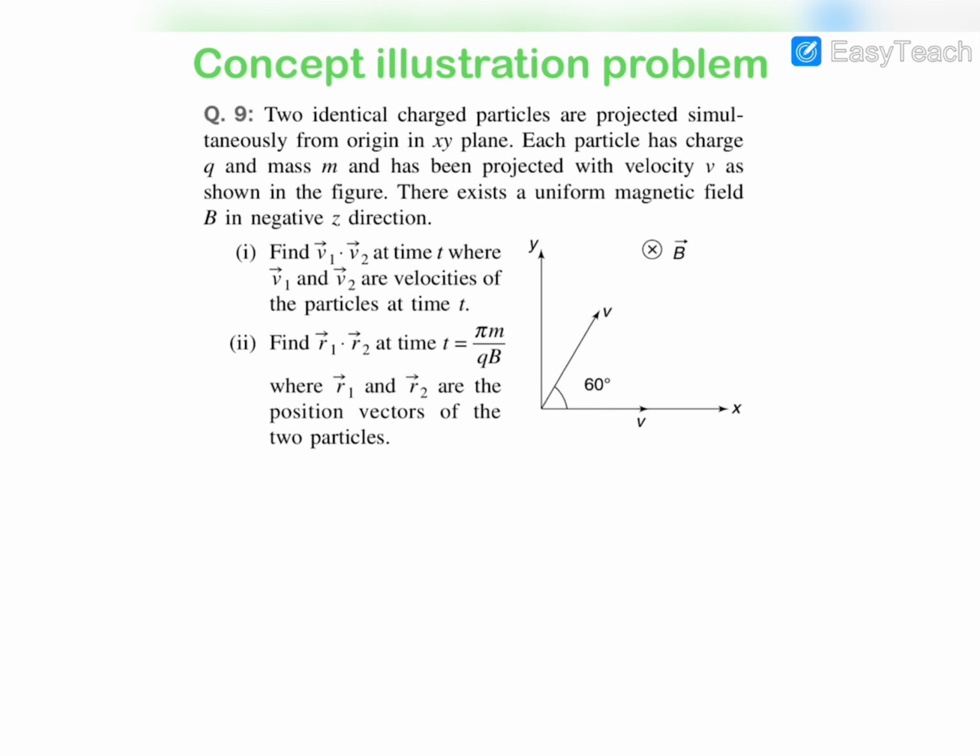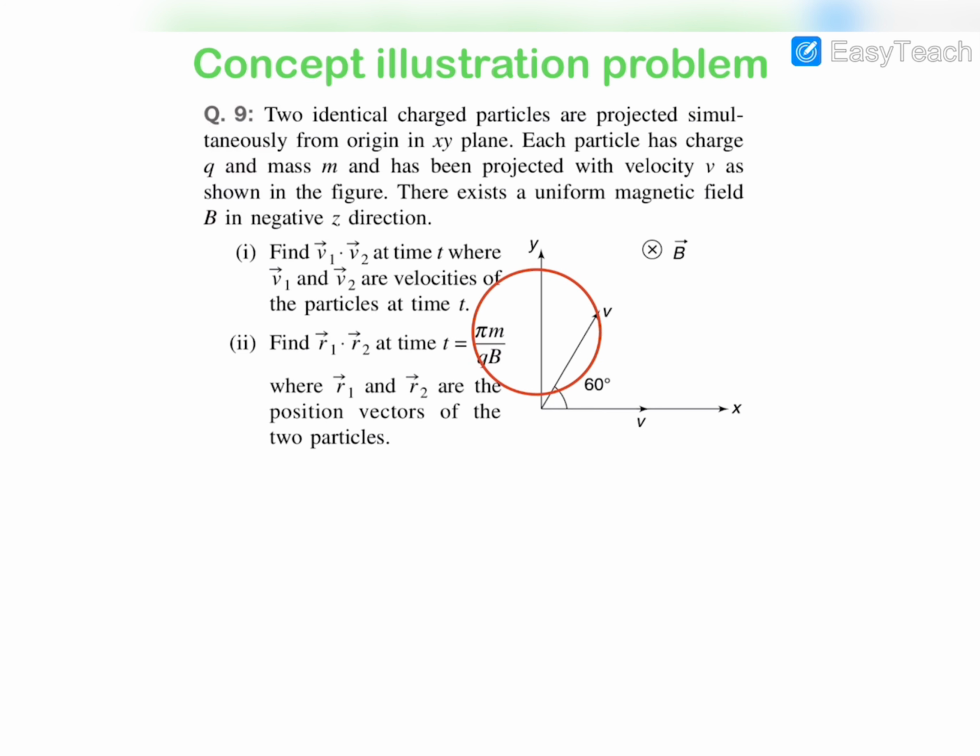In this problem, you can see that there are two identical charged particles that are projected simultaneously from the same point with velocities v and v like that. The charge of each particle is q and mass is m. They are projected with the same speed v. There is a uniform magnetic field B inside the plane of the paper, and we have to find the value of v1 dot v2 at any time t, where v1 and v2 are the instantaneous velocities of those particles, and r1 dot r2 at time pi m by qB, where r1 and r2 are the instantaneous position vectors of those particles. So first of all, let us draw their trajectory.